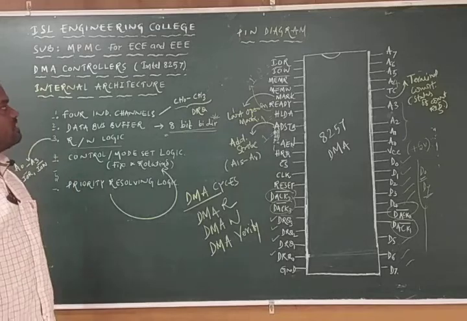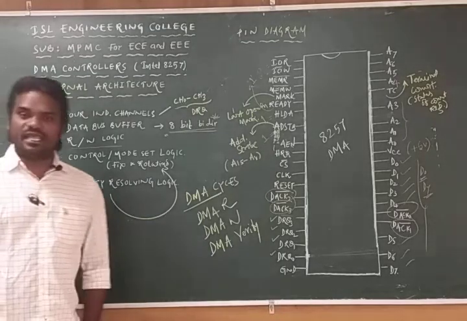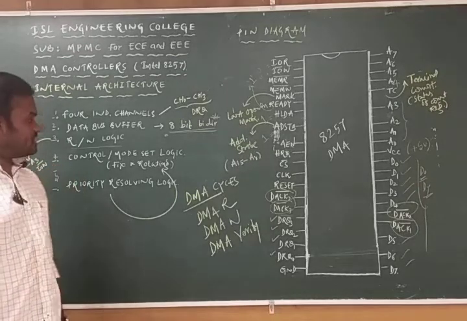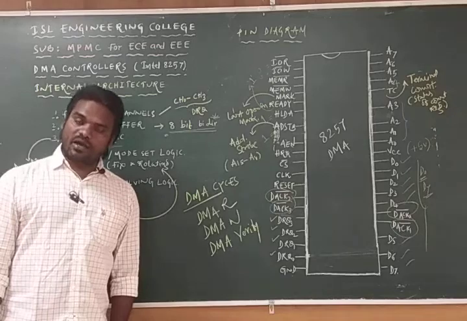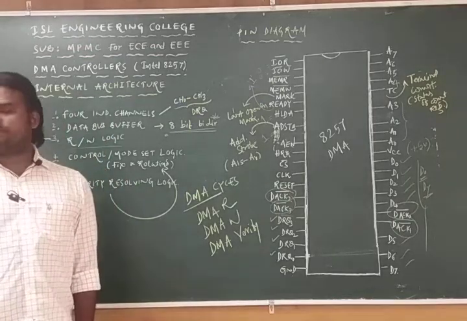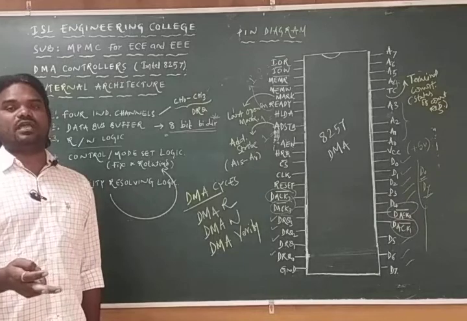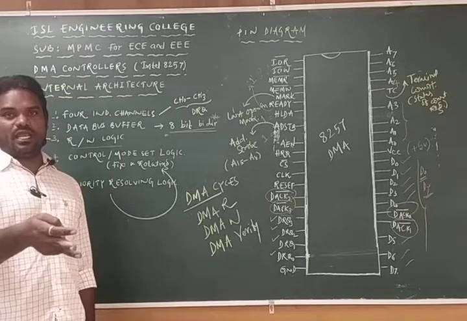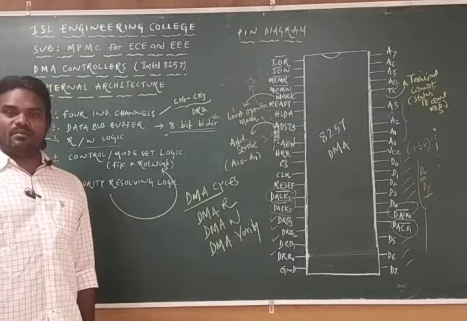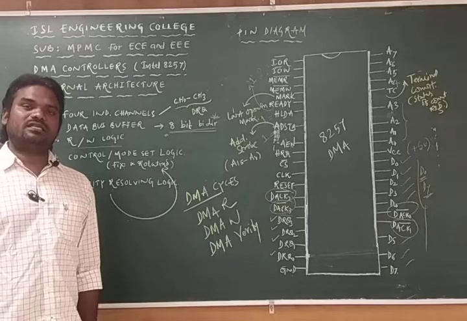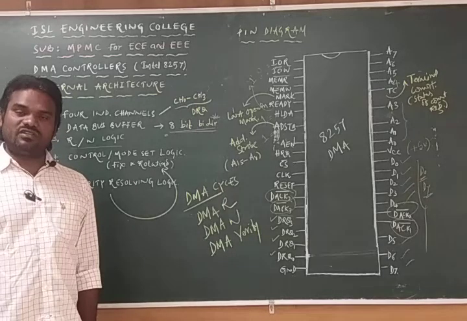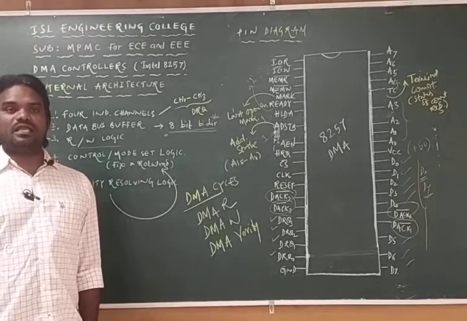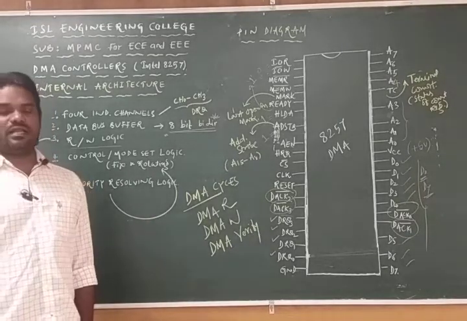The main function of the DMA controller, that is the 8257, is that it is going to borrow the system bus of the 8086 microprocessor. After borrowing that system bus, it is going to give the system bus to the input output devices, such that the input output devices directly access the data from the memory, that is 1 megabyte of memory, and that eases the data transfer between the input output devices and the memory. So DMA is nothing but direct memory access.